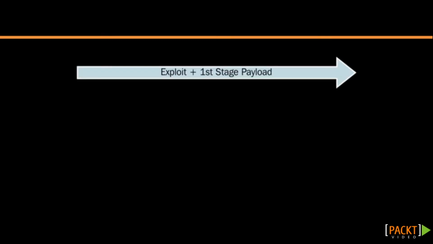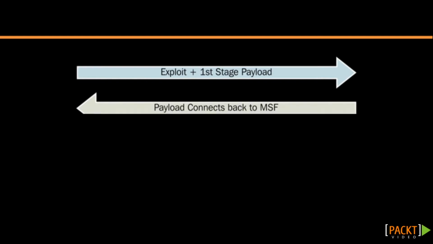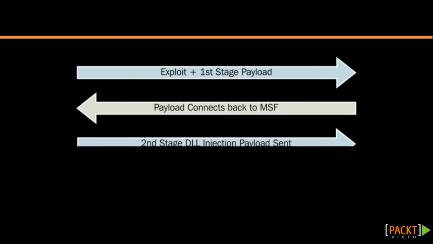Here is a simple block diagram of the working process of Meterpreter. Look at the first line of connectivity. The exploit along with the first stage of payload is sent onto the target machine. If the exploit process is successful, the payload tries to connect back to the attacking MSF console. Once it has a connection established, a third stage occurs.